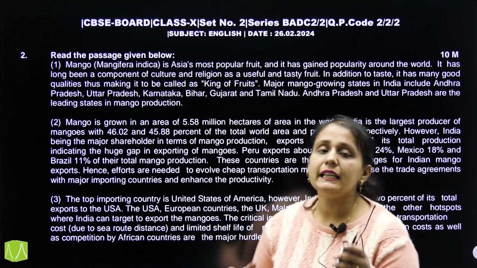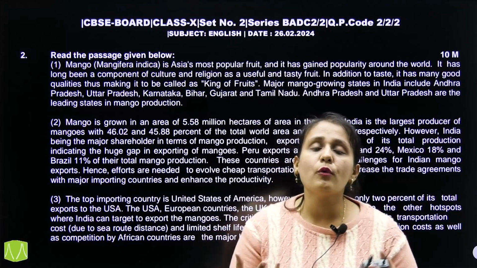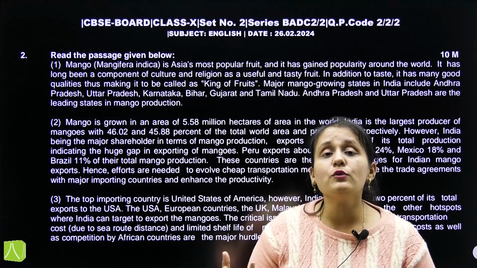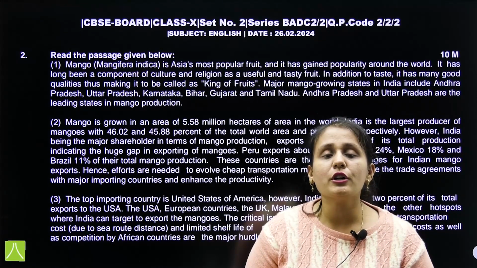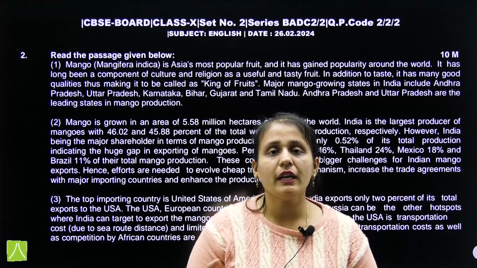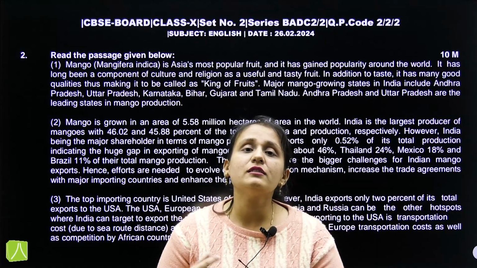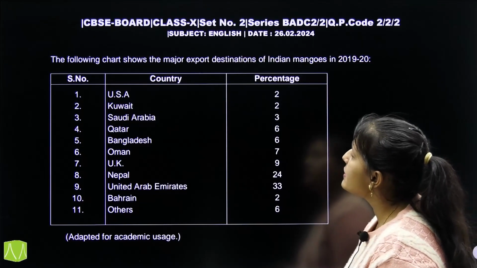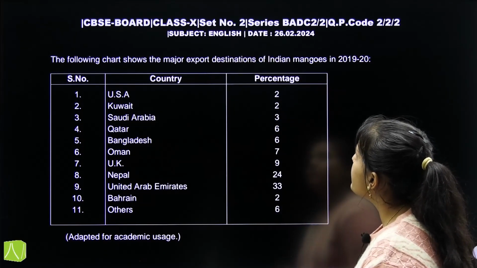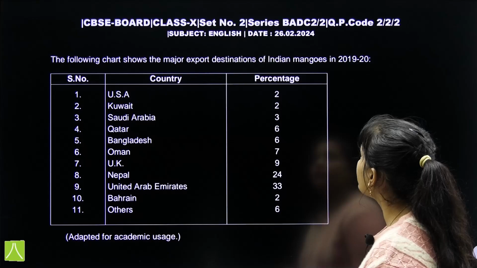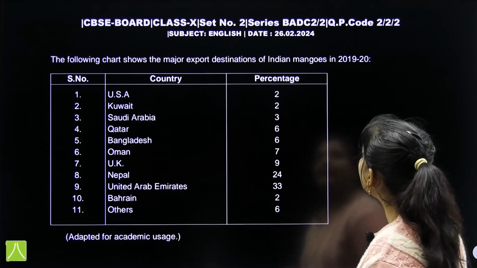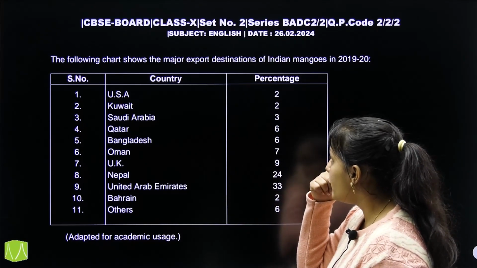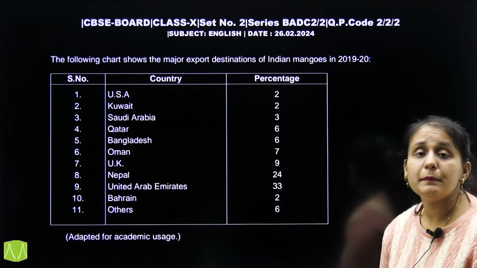Okay, so basically in all the three paragraphs we are talking about import and export of mangoes and how and where they are being produced more. The main production of mangoes is in India, but the export is low. So this is the following chart which shows the major export destinations of Indian mangoes in 2019 to 2020. These are the names of the countries and percentages, which were already mentioned in the paper.